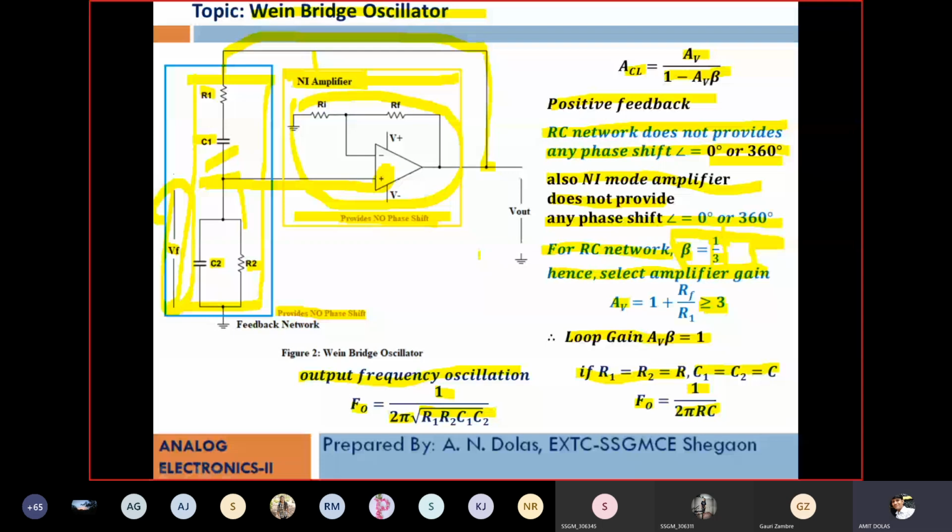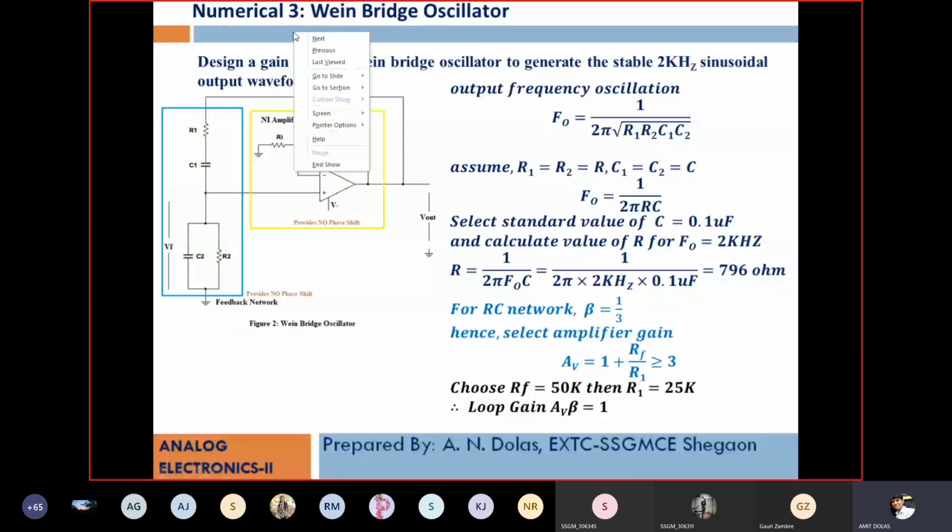Then next is a numerical on the Wien bridge oscillator. Most of the numericals are already in the question paper. I'll let you know later once we finish this unit. Design a gain stabilized Wien bridge oscillator to generate a stable 2 kilohertz sinusoidal output waveform. Whether it says design Wien bridge oscillator or design gain stabilized Wien bridge oscillator, it is the same. Don't get confused, the circuit is the same.